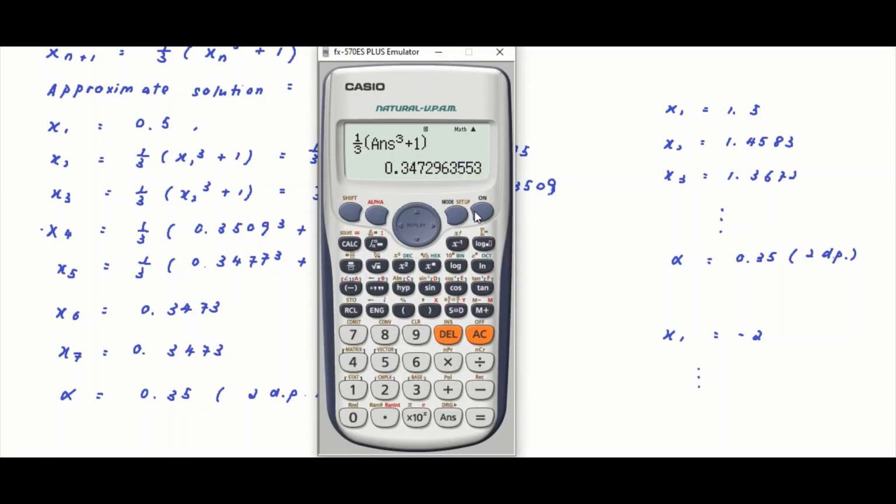Now let's check with the other one, which is -2 here. When I put x1 as -2, what do you realize? Let's check it in your calculator again. So answer is -2. So -2 equal to, then I press the same thing, 1/3, then answer cubed, plus 1. When I press enter, what do you realize? The number is actually getting bigger and bigger, and after that it becomes a max error because the answer keeps getting bigger, up to infinity already.